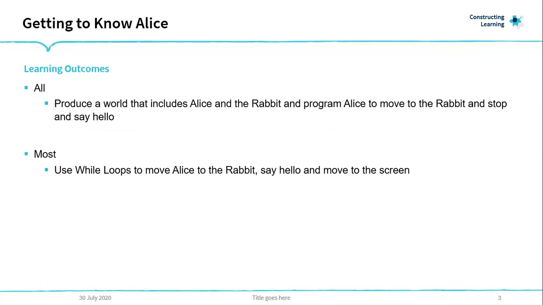And what I want you to have done in this tutorial is to produce a world that includes Alice and the rabbit, and program Alice to move to the rabbit and stop and say hello. And then to make it more efficient, to use a while loop to move Alice to the rabbit, say hello, and move to the screen.